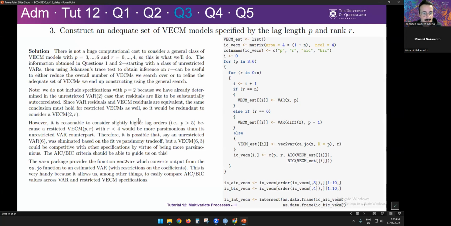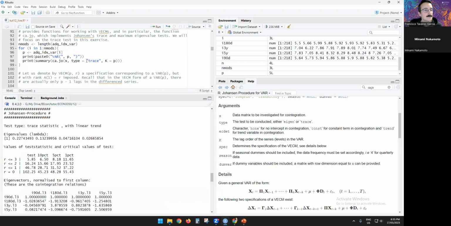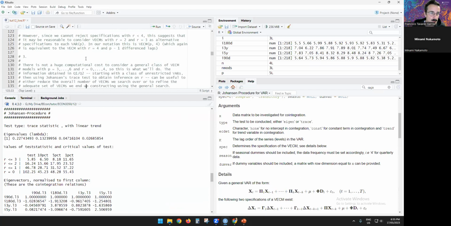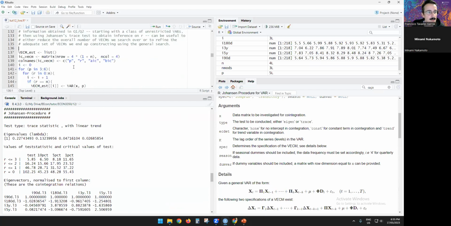A few things here on constructing VECMs. Let's go. Quite a long explanation for that one. You have everything here in your answer.